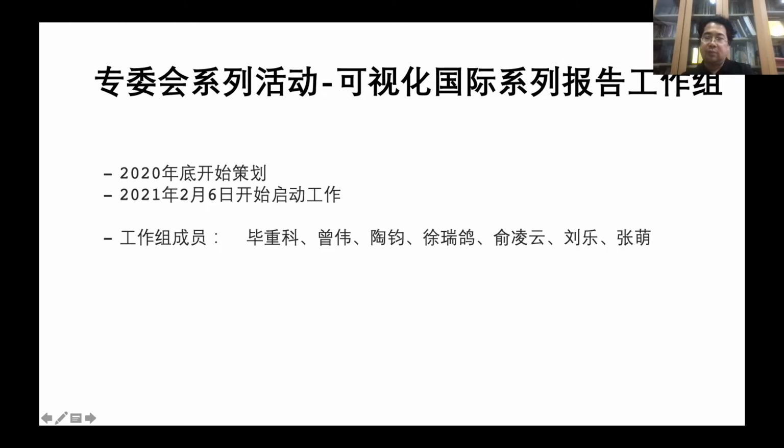Our organizers include Professor Chongke Bi from Tianjin University, and Zheng Wei in Shenzhen. I think he is now in Hong Kong, USC at Guangzhou. Also Tao Jun from Sun Yat-sen University, and Professor Ruige from Syracuse University, who is also going to give us a lecture today, and Professor Yun from Suzhou, and Liu Le from Northwest Polytechnical University, and also Zhang Men from Northwest University.